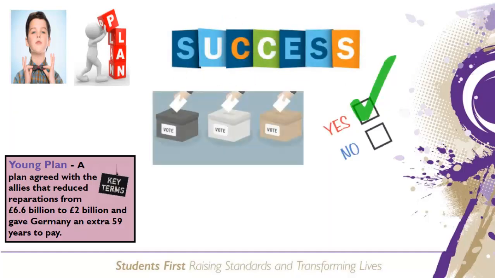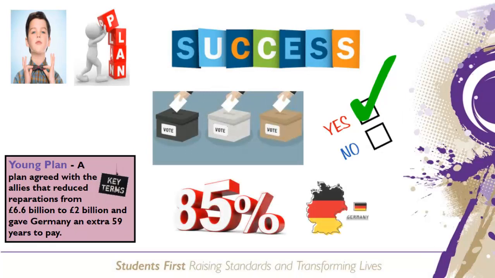A referendum held in 1929 resulted in 35 million Germans in favour of the Young Plan, about 85% of those who voted, showing that most Germans were now more confident in the Weimar Republic.